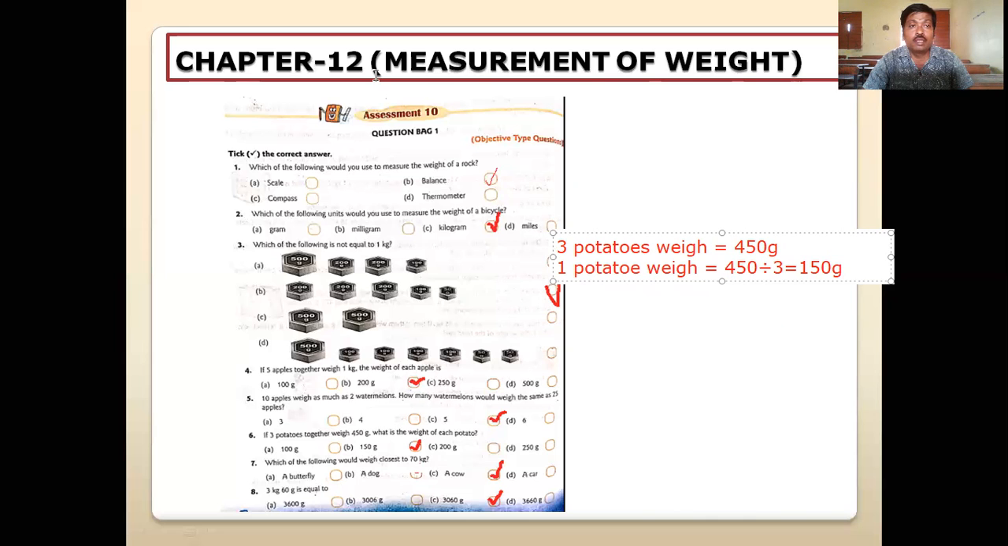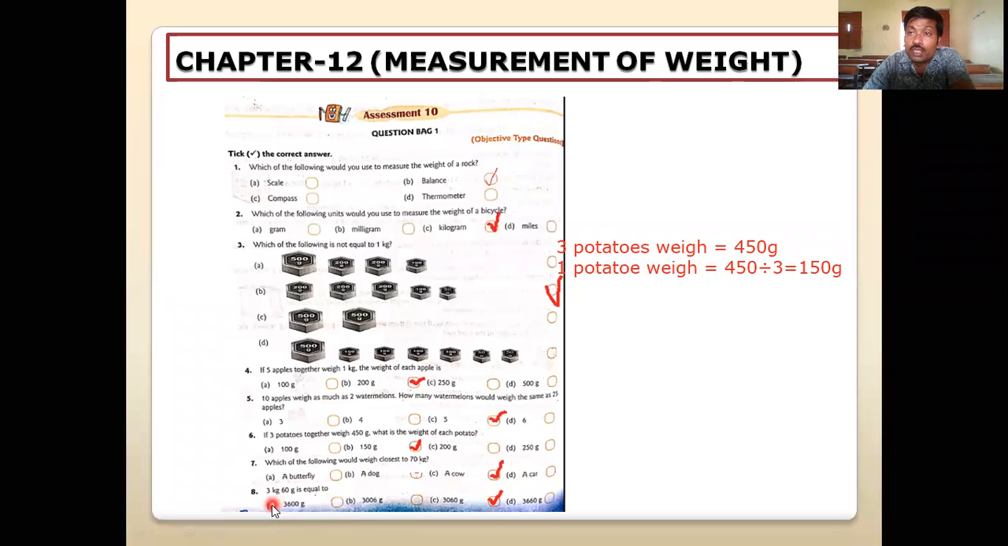Now boys, another question is based on your common sense. Which of the following would weigh closest to 70 kg? That means a weight near about 70 kg. A butterfly, 70 kg is not. A dog, no. But a cow may weigh 70 kg. And a car is more than 500 kg. So our answer will be a cow.